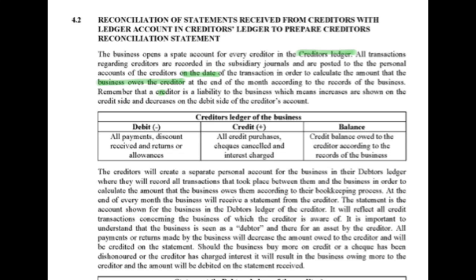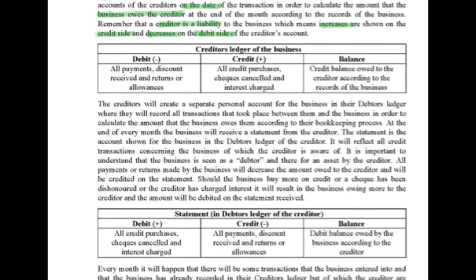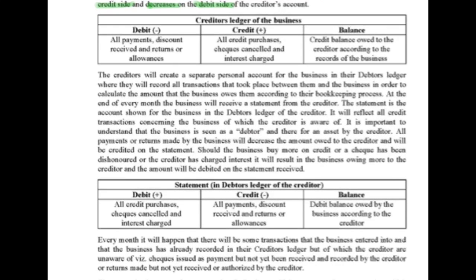Remember that a creditor is a liability to the business, which means increases are shown on the credit side and decreases are shown on the debit side of the creditor's account. So if I look at a specific creditor's ledger account, you can look at the example here. Debit will mean it's decreases, so those are for all of your payments, your discounts or returns or allowances. Credit, however, is the increasing side.